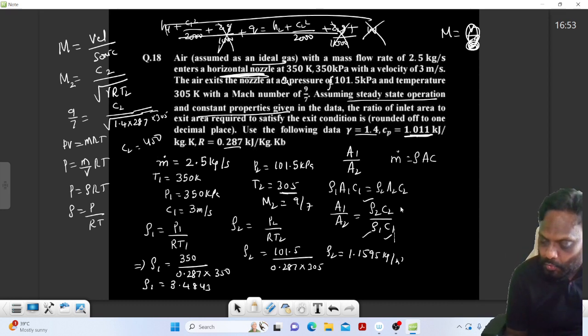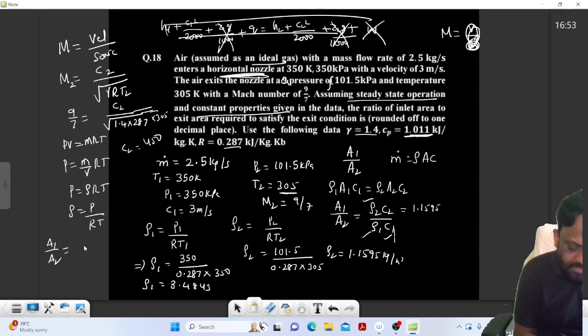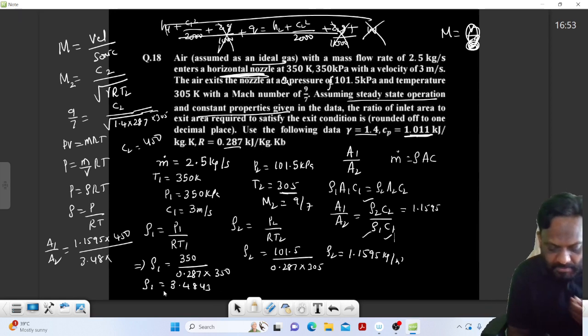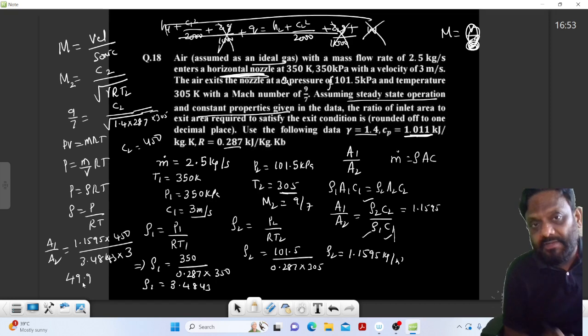What is A1 by A2? Rho 2 C2, rho 2 is 1.1595. Rho 2 A1 by A2 is equal to rho 2 C2. Rho 2 is 1.1595 into C2. What is C2? You have calculated it from Mach number by rho 1 C1. What is rho 1? 3.48. 3.4843 into C1. Rho 1 C1. From this, put all values, C1 is 3. So how much is coming from here, sir? I think you are getting 49.9. Roughly it is 50. This is a very good question.